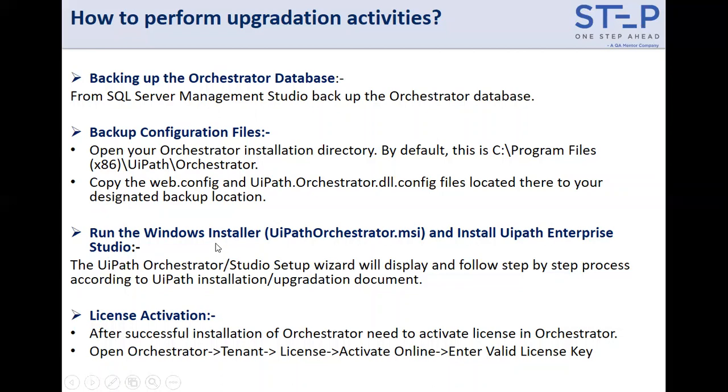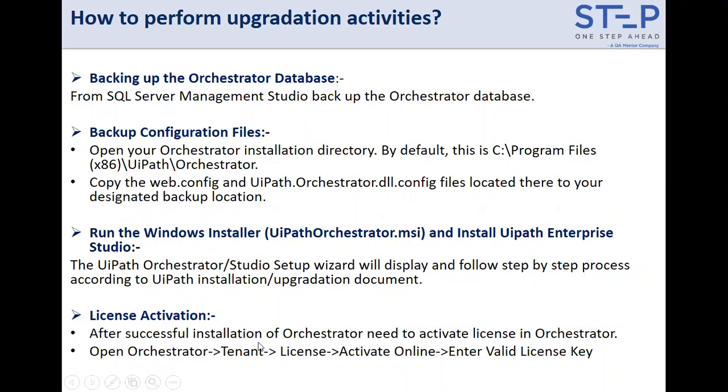So just simply run the Windows installer, and after running it, the UiPath Orchestrator Studio Setup Wizard is displayed, and by using the UiPath installation upgradation document, we can go with the upgradation of the Orchestrator. After successful installation of the Orchestrator, we need to activate the license in the Orchestrator.